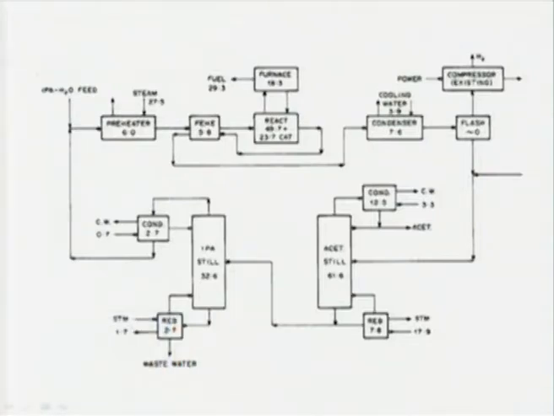Now you can see that the feed to the process is an azeotrope of isopropyl alcohol, which is heated in a preheater that uses steam as the utility. Then the stream emerging from the preheater enters a feed to effluent heat exchanger and finally enters the reactor. It is a catalytic reactor. Now since this is a decomposition reaction, it's an endothermic reaction and the heat has to be supplied.